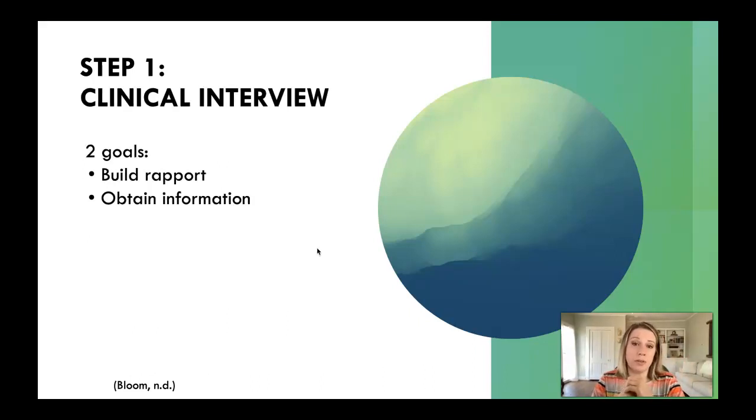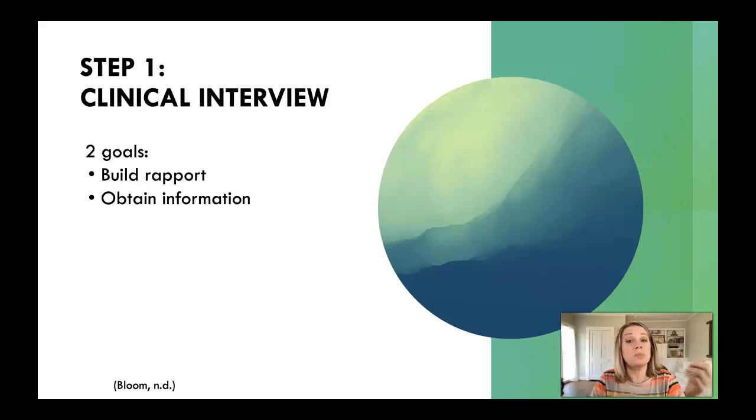During the clinical interview, we as clinicians have two different goals that we have to be addressing simultaneously. First and foremost, we're working to build rapport. We're warm, we're caring, we take our time. We embody those core conditions of empathy, congruence, and unconditional positive regard. We're using our active listening skill set.